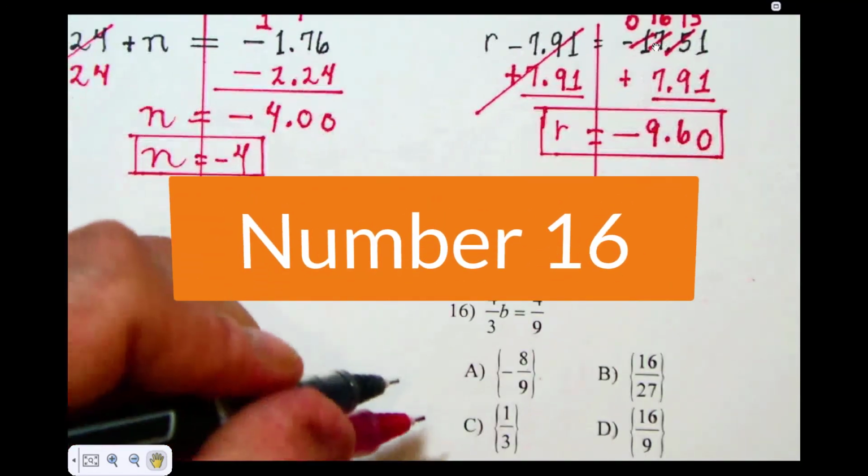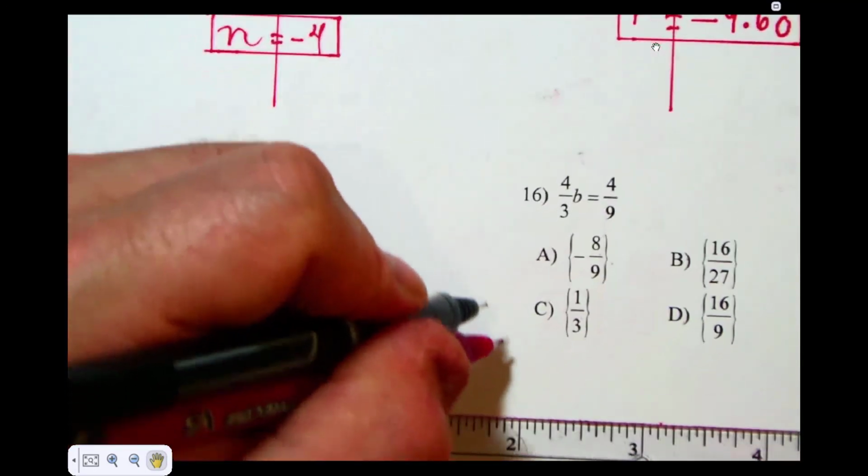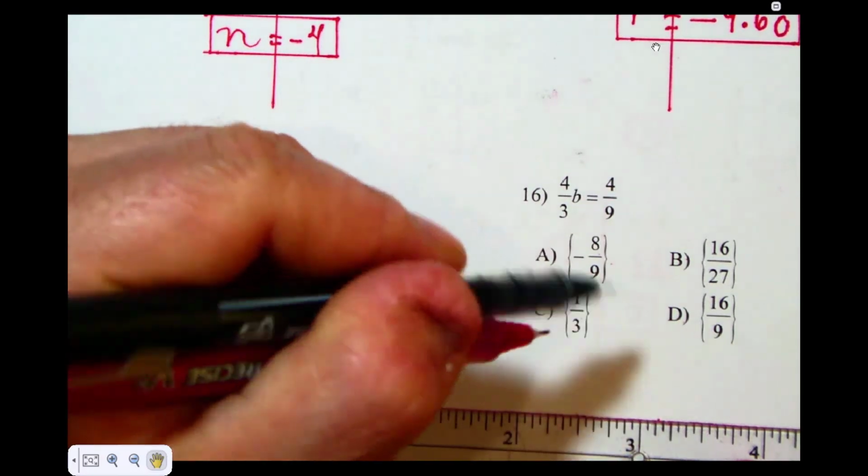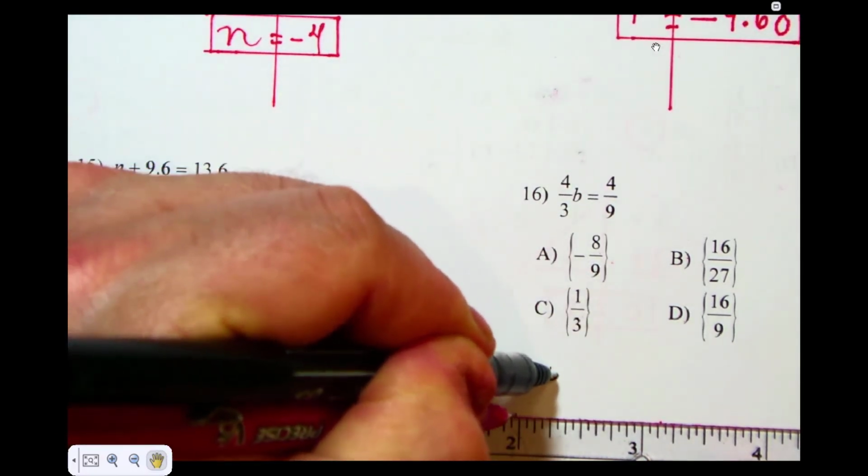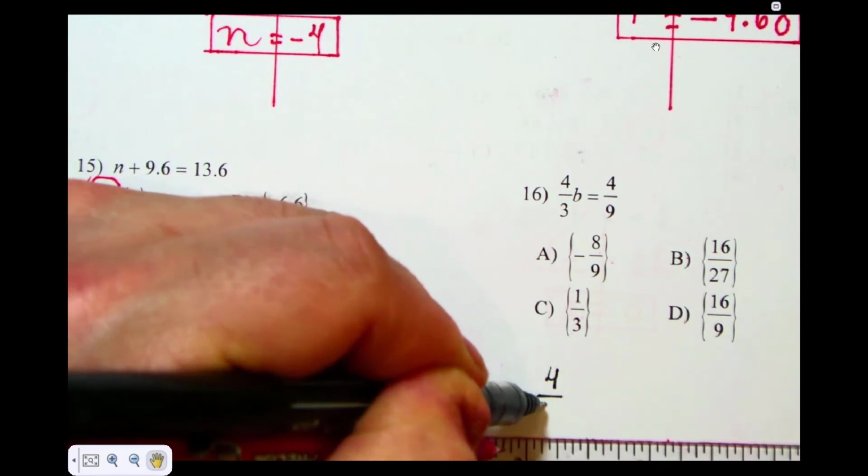Moving on to number 16. Damas y caballeros. 4 over 3b.